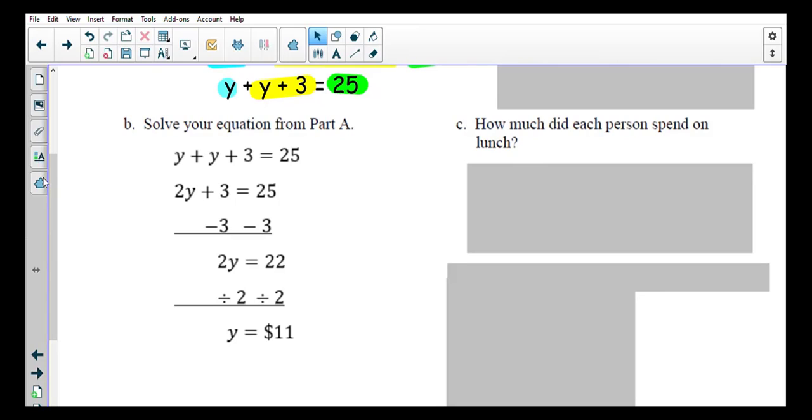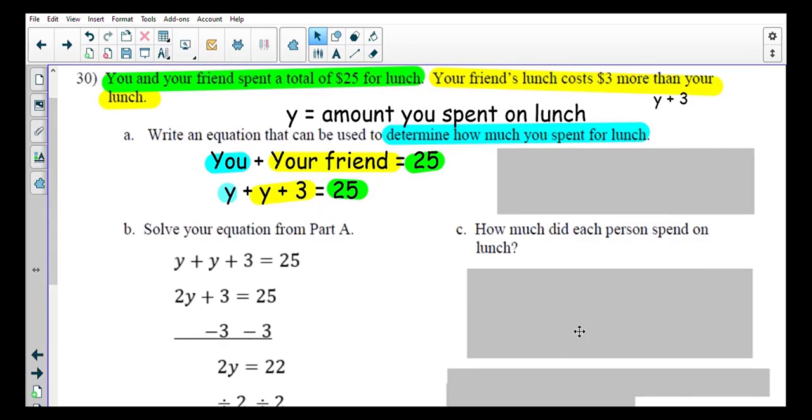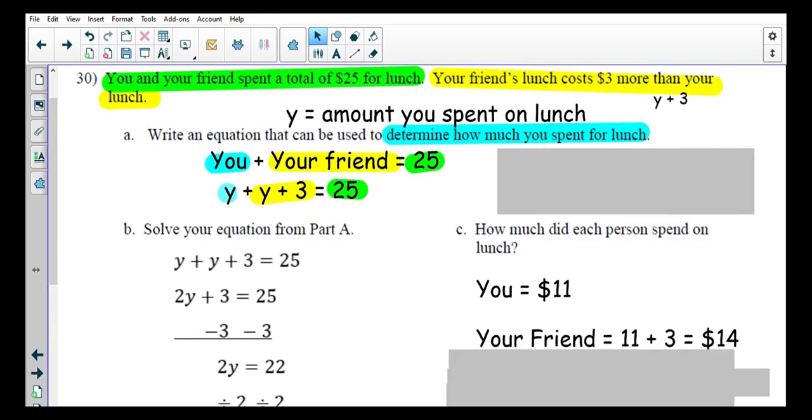So part C, how much did each person spend on lunch? Well, we know you spent $11. We know your friend spent $3 more than you. So you spent 11. Do 11 plus 3 to figure out how much your friend spent. That's going to get us $14. We can also check to see they totaled to 25. 11 plus 14 is indeed 25.